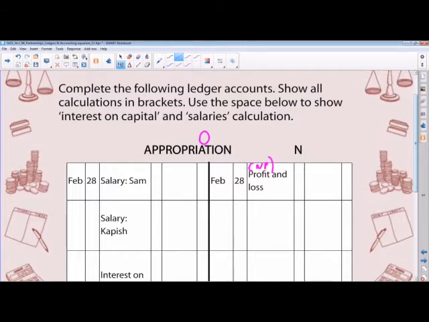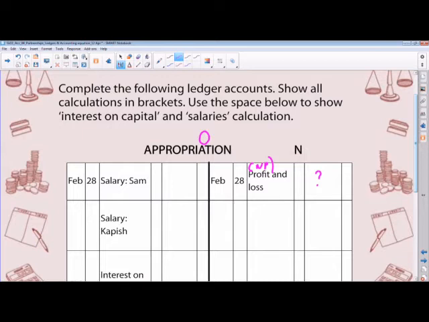Now, earlier on, when we looked at the information given, our profit and loss amount, in other words, our net profit, was not given to us. So for now, this amount here, I'm just going to put a question mark. We don't know what our net profit is.